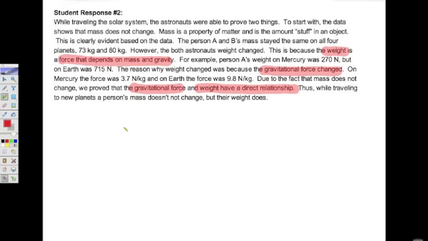It will be a different question, a different scenario, but those are the key things I will be looking for. I'll be looking for a definition, a calculation, and an explanation as to why mass and weight changes or does not change.